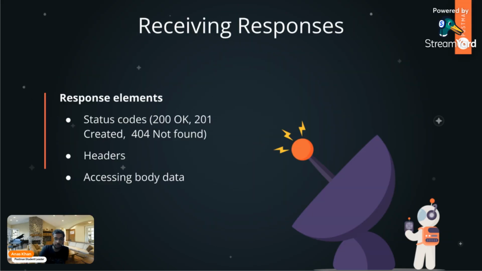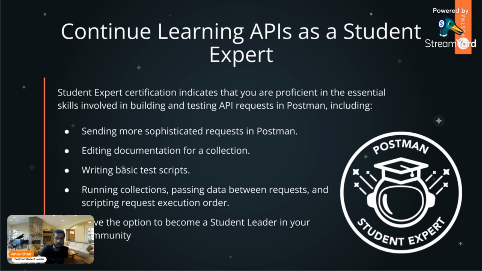Then we move on. If you want to learn more, for example, you understood the API, but you want to be an expert or some sort of stuff, then you continue learning that. If you're proficient, if you want to send more requests, if you want to learn how to document, write basic test scripts, run collections, pass data between requests and scripts, and everything.